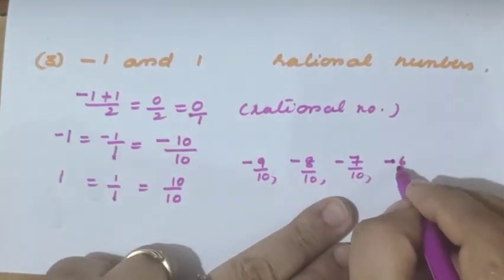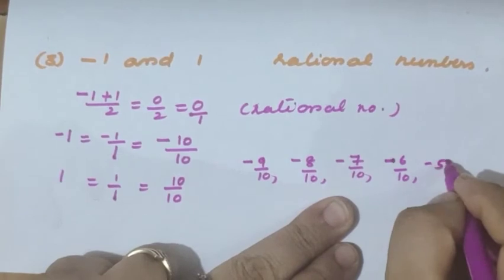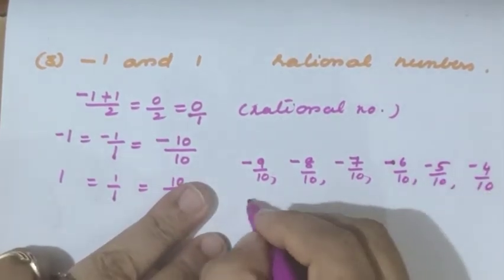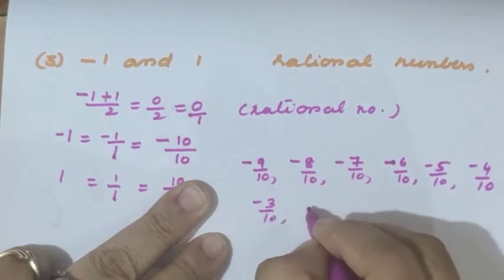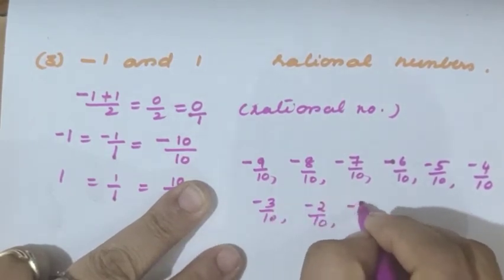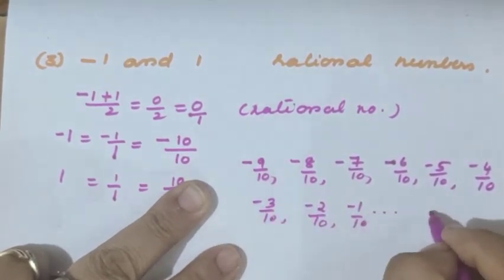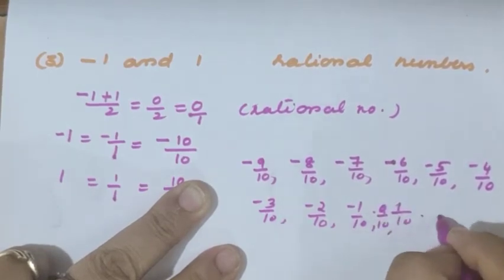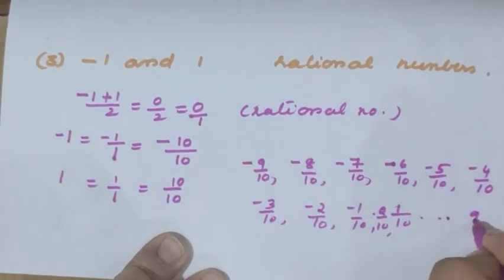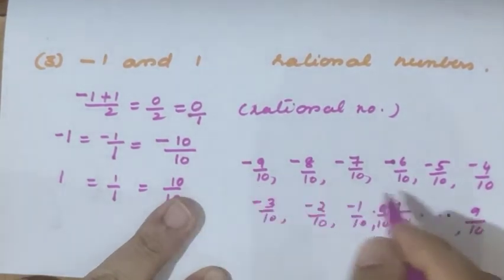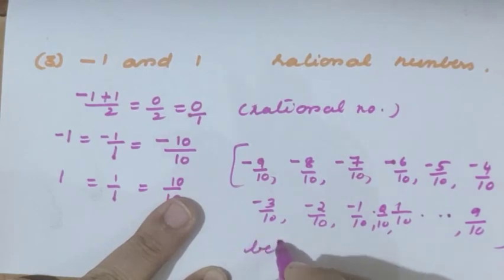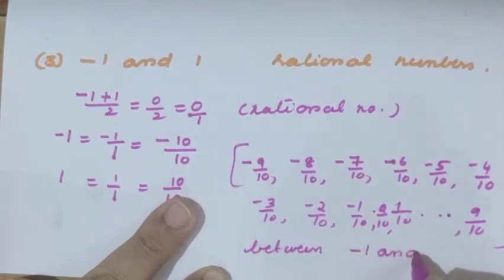minus 6 by 10, minus 5 by 10, minus 4 by 10. Next, minus 3 by 10, minus 2 by 10, minus 1 by 10, like that. Then 0 by 10, 1 by 10, up to 9 by 10 I can write, right? So these many rational numbers lie between minus 1 and 1.